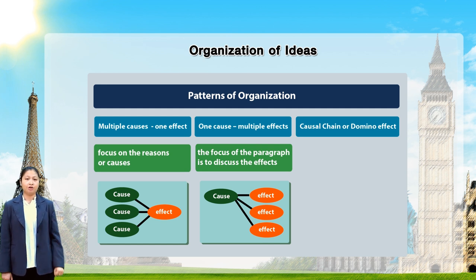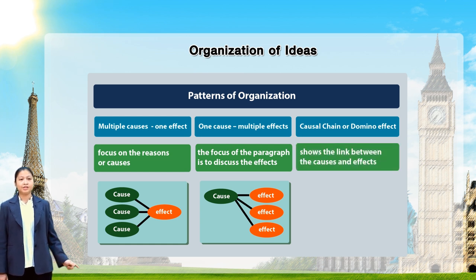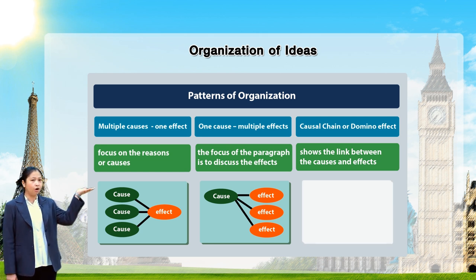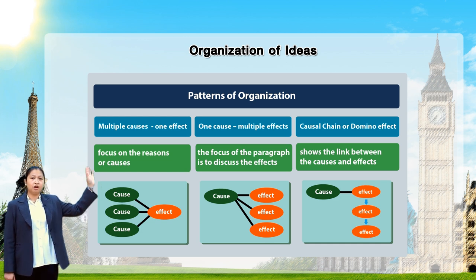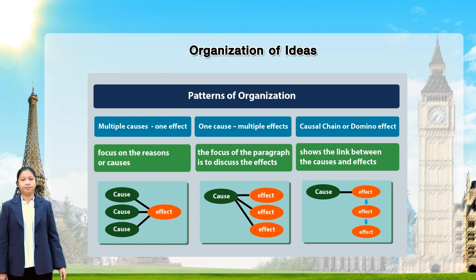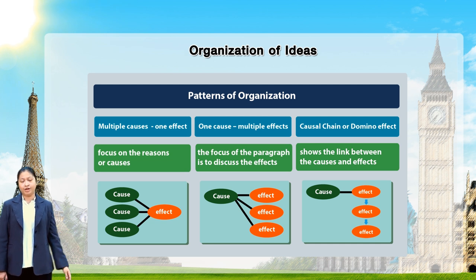The third pattern of organization is the causal or domino effect. This shows the link between each cause. So you have the cause and you have the effects. The effects are linked. Effect 1 is linked to effect 2. Effect 2 is linked to effect 3. It is like effect 1 leads to effect 2 leads to effect number 3. So these are the different ways to organize your ideas for a cause and effect paragraph.